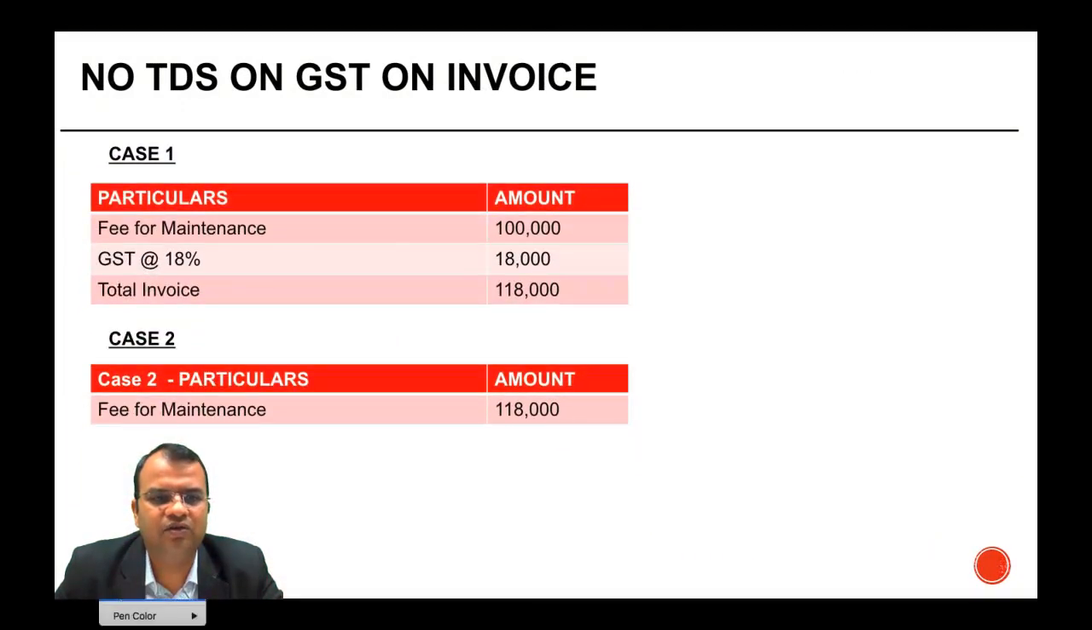No TDS on GST on invoice. Now, when you receive an invoice, you can receive it in 2 forms. Case 1, you have the 1 lakh as the fee that you have to pay for maintenance. The invoice reflects GST at 18% separately, and the total of the invoice is 1,18,000. The second situation is you just get one line item in the entire bill, which is for 1,18,000. The question is, how is TDS supposed to be deducted?